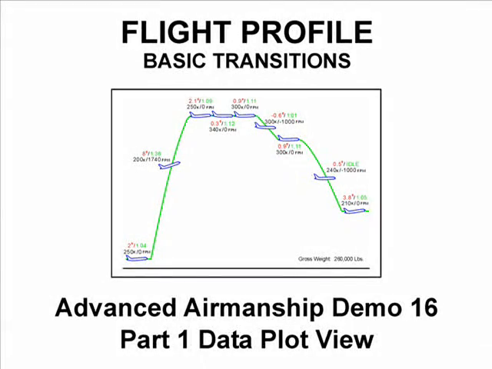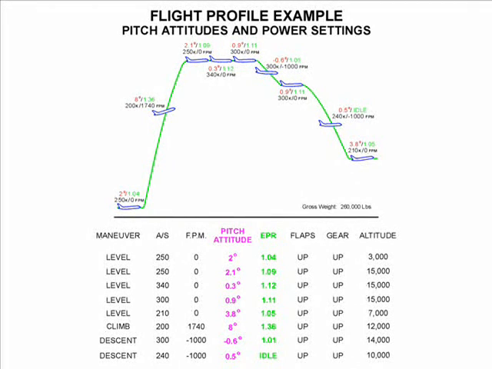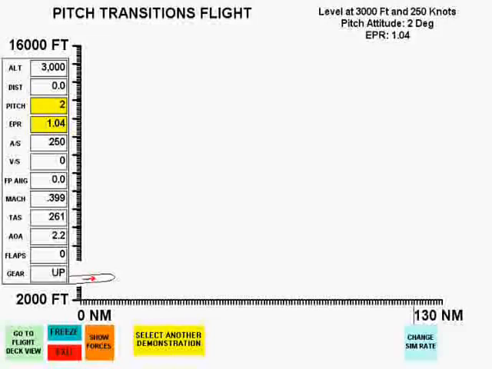This is demonstration number 16, part 1. Using the data plot view, it flies a complete flight illustrating the pitch transition rules shown in demonstrations 9 through 14. Initially, we are at 3,000 feet and 250 knots, with a pitch attitude of 2 degrees and EPR setting of 1.04.